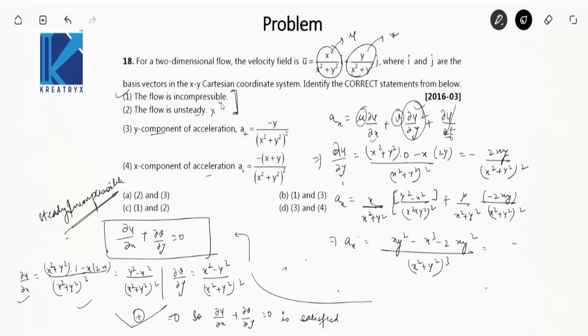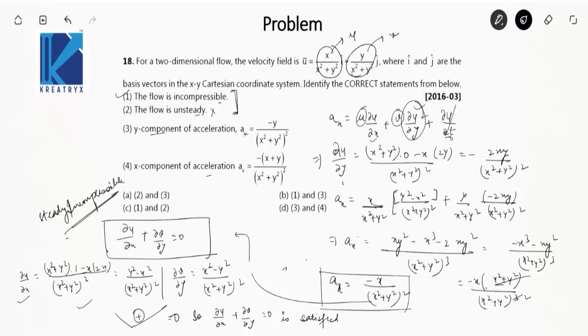This will be equal to minus x cube minus xy square upon x square plus y square raised to the power 3. Take out this minus x common, you will get minus x square plus y square upon x square plus y square raised to the power 3. This gets cancelled out. So the x component of acceleration comes out to be minus x upon x square plus y square whole square. Okay, this is the x component of acceleration.